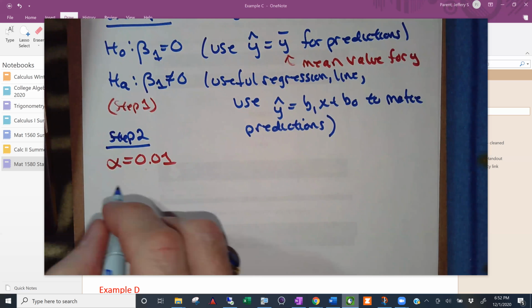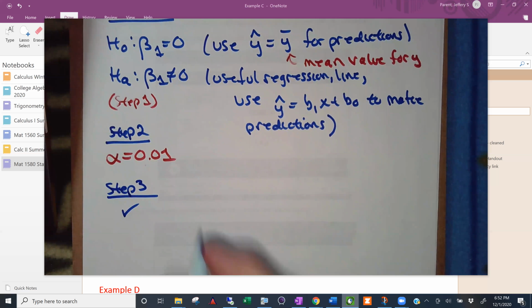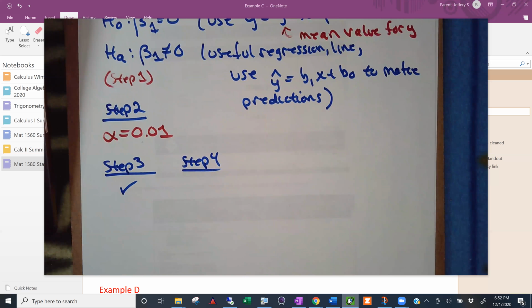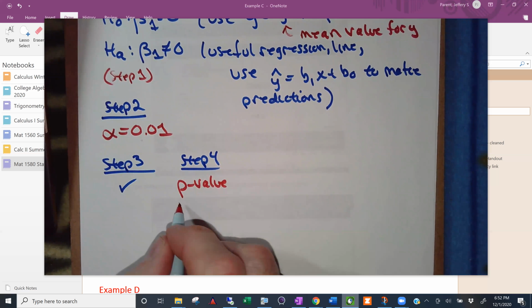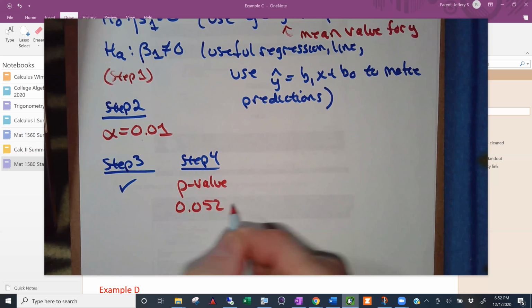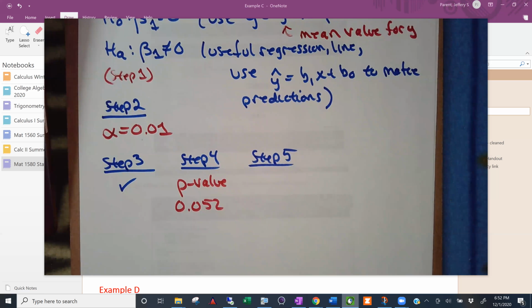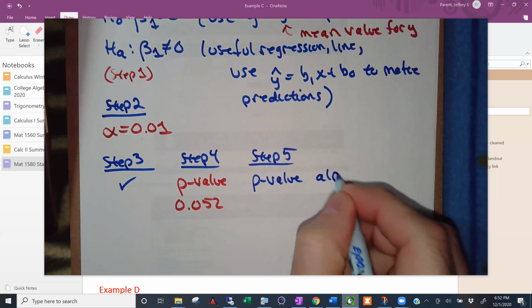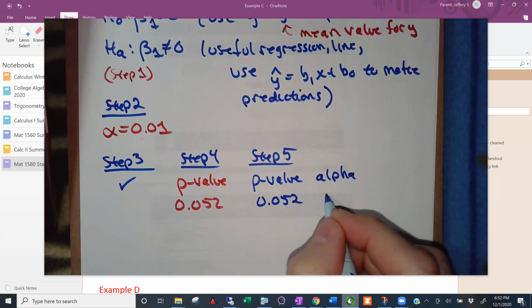Step 3 is to input the data. That's been done for us, so we're okay there. Step 4. Let's spread the wealth here a little bit. Who else? What's step 4 in all of our hypothesis testing? Isn't it the p-value? Yeah. And according to the problem, the p-value in this case is 0.052. Awesome, well done. And that brings us to step 5. We're going to compare the p-value to alpha. The p-value is 0.052 and alpha is 0.01.